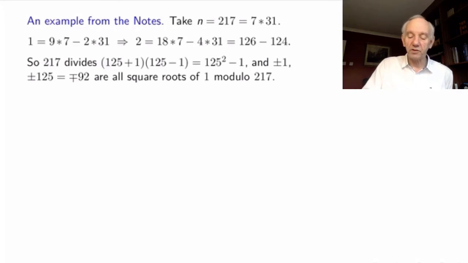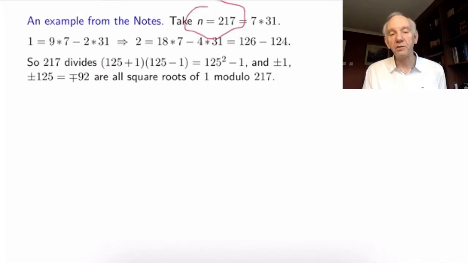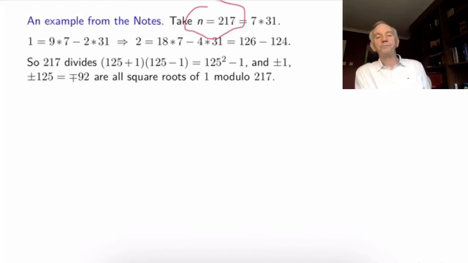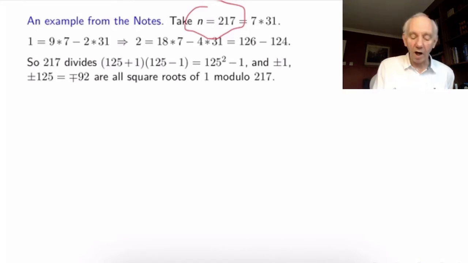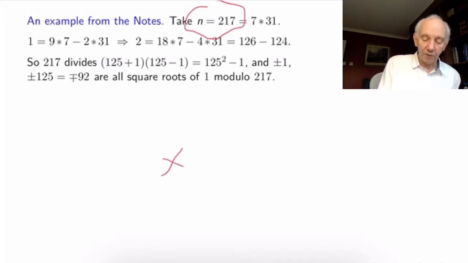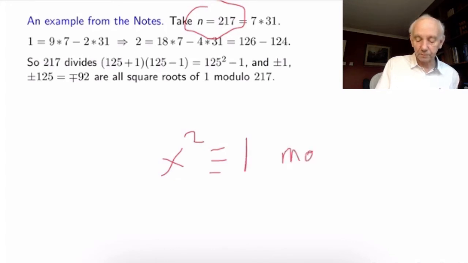The example consists of the integer 217. This is obviously not a prime number because it's obviously divisible by 7. In fact, it's equal to 7 times 31. Now, supposing we want to find what is a square root of 1. If we have x squared is equal to 1 mod 217, what is x?